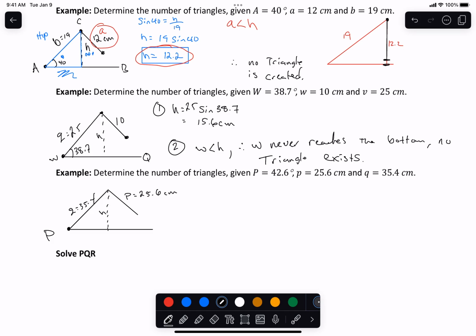Okay, so same work. I need you to figure out the height of that triangle and then decide whether or not P is going to touch the bottom. The first thing is we're just going to decide that H is going to be Q sine theta, and so H is going to equal 35.4 sine, oh sorry, I didn't draw my angle in there, 42.6.